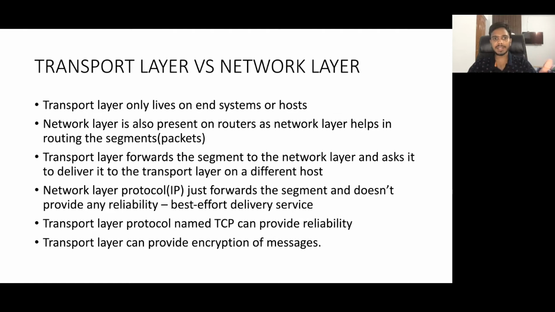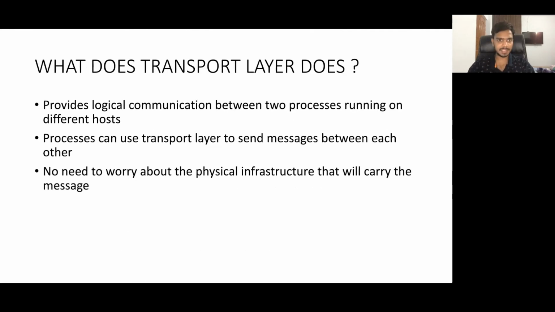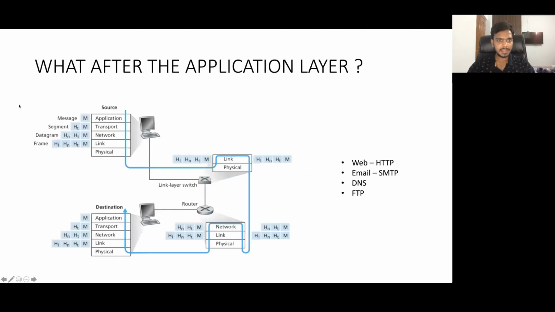The transport layer only lives on the end systems or hosts. So only on the end systems or hosts, that is client and server, will you see the transport layer. The network layer is also present on routers, as the network layer helps in routing the segments or packets. See here in this diagram. The transport layer is only on source and destination, like both of these are hosts here, right? Or these machines can also be called end systems, or hosts. So the transport layer is only on them.